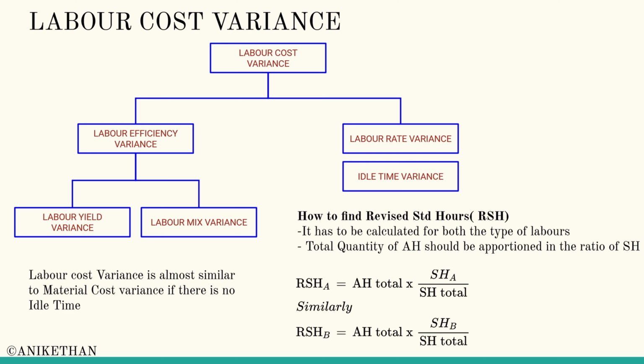When we broadly classify, we have labor rate variance. The variance is because of the rate paid, standard rate and actual rate. And labor efficiency variance. It is because of how much output they give or how many hours they work. So the difference is because of the standard hours and actual hours. But unlike material cost variance, here we have idle time also. When we go to that problem, we will see how to solve an idle time variance.